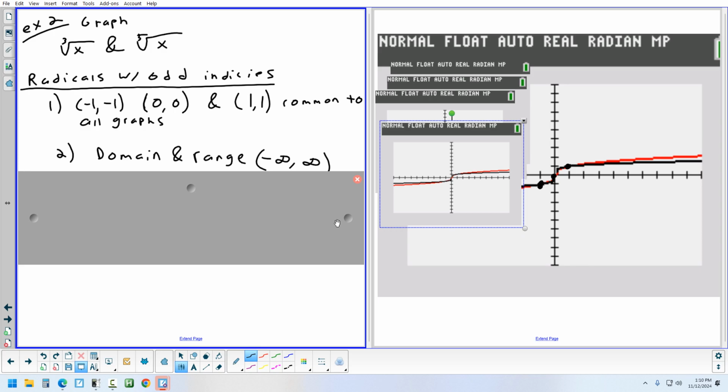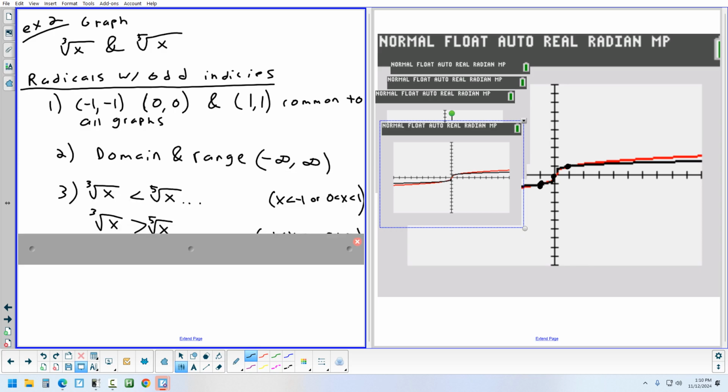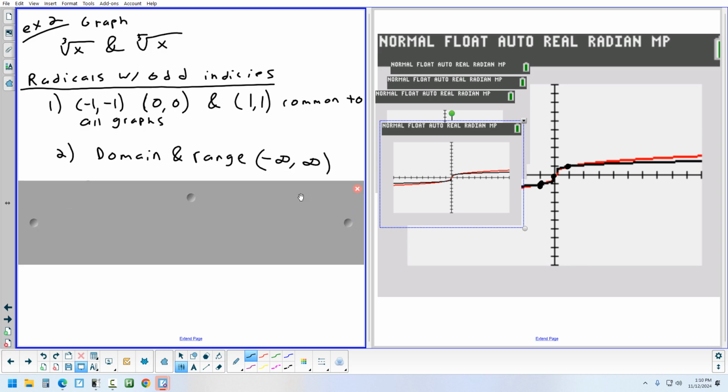So wait, so domain is left and right and range is up and down? Yes. Yep. I forget that stuff. And for odd roots, they go left and right forever, and they go up and down forever. Even roots, well, that's what we just did on the other page. Even roots are different. They only go in one direction. Okay. Any question on that?